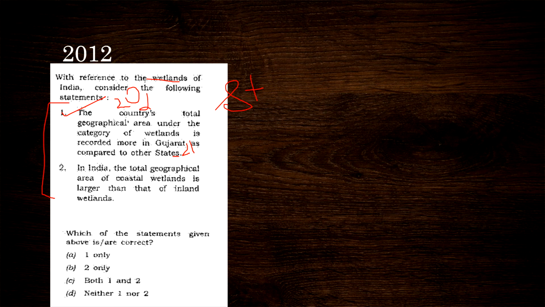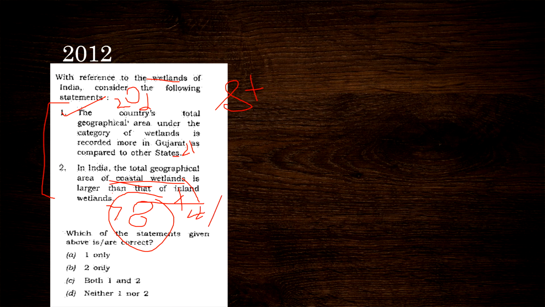Second, in India, the total geographical area of coastal wetland is larger than that of inland wetland. Again, this is a factual question. We should be knowing this. It is reverse. Actually, in India, the total geographical area under inland wetlands is more than the coastal wetlands. The ratio is around 78 and 22 percent. So 78 percent belongs to inland wetlands and coastal wetlands have near 22 percent. Please go through those statistics.